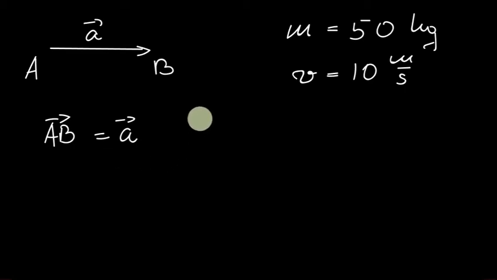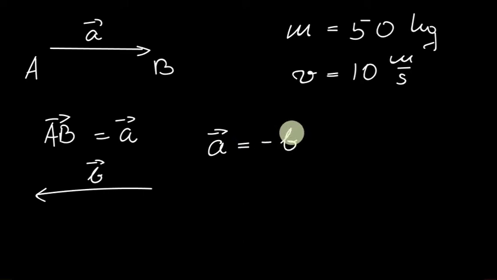Okay, so now we need to know what an opposite vector is. An opposite vector would be a vector minus A, and we write it like that. It has the same magnitude, magnitude is written like that, but it has the opposite direction, and the minus here shows that it's the opposite direction.